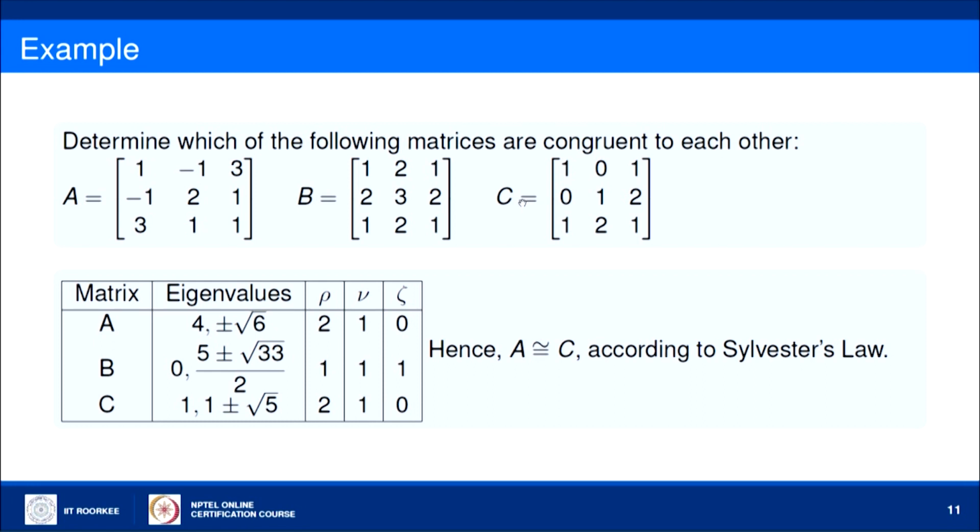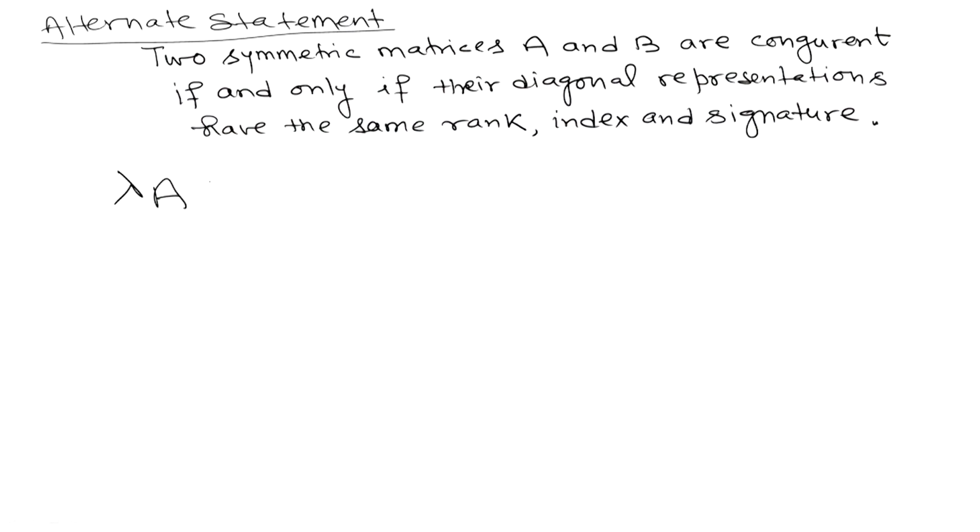All the three matrices are given, where the matrix A is 1 minus 1 3, minus 1 2 1, 3 1 1. The matrix B is 1 2 1, 2 3 2 and 1 2 1, and C has first row as 1 0 1, 0 1 2 and 1 2 1. If I calculate the eigenvalues of matrix A, they come out to be 4, root 6 and minus root 6.